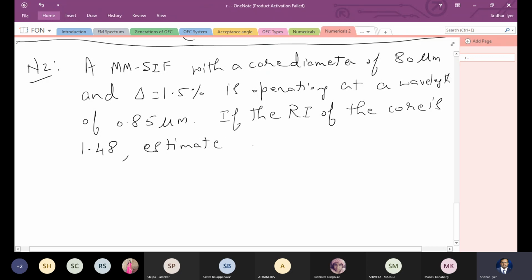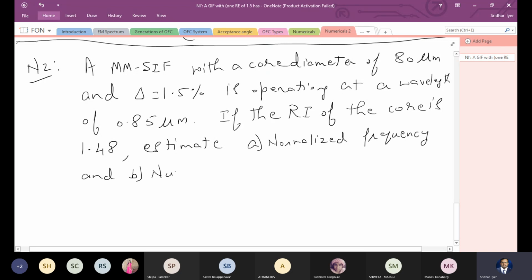Estimate, first, the normalized frequency, and second, the number of guided modes.